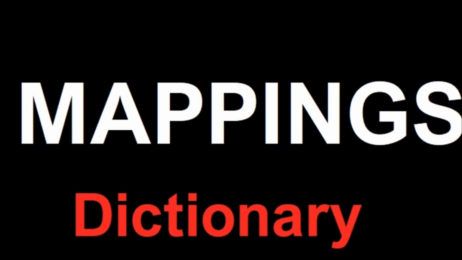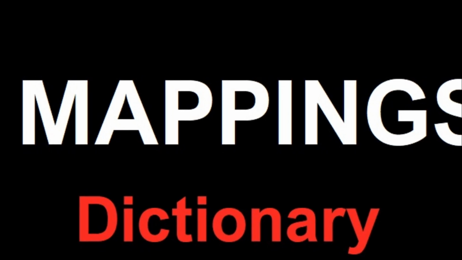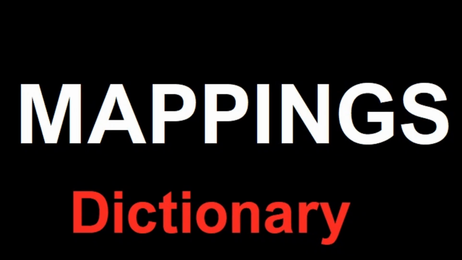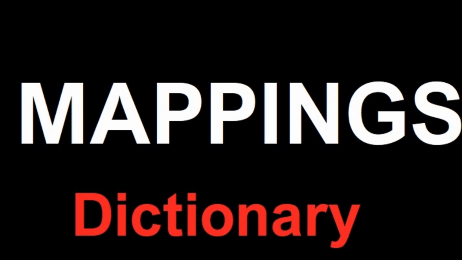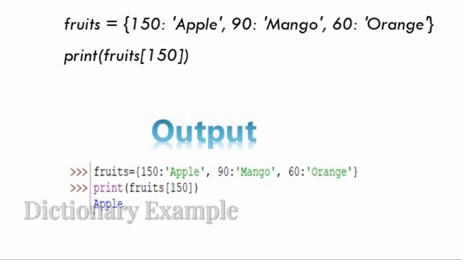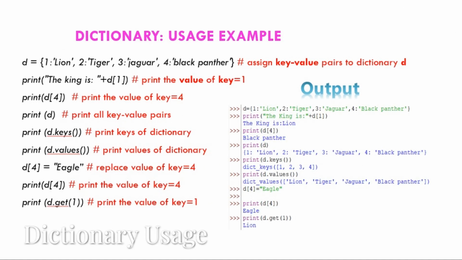Data type, mappings. This data type is unordered and mutable, meaning it's changeable. There is currently only one standard mapping type, the dictionary. A dictionary can store any number of Python objects as comma-separated key-value pairs, which are accessed using the key. Dictionary objects are enclosed in curly brackets. For example, assign the cost of apple, mango, and orange like in the figure.